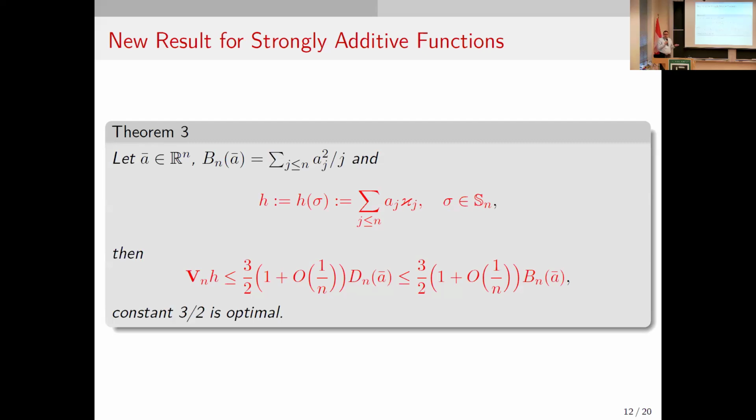This is a brand new result from this year. We have shown that for a strongly additive function, we also have the same constant of 3/2 that is bounding the variance, but differently from completely additive functions, we have a remainder term which is not improvable.